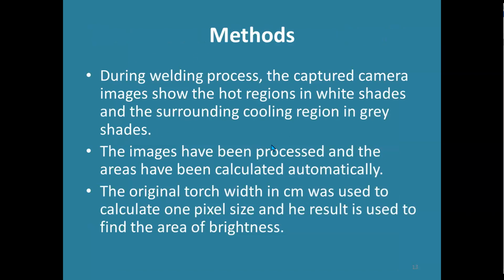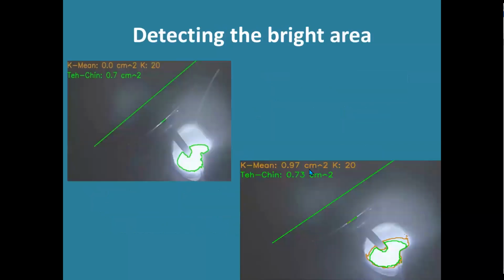In our methods during the welding process, the captured camera images show hot regions in white shades, and the surrounding cooling region in gray shades. So images have been processed and the areas have been calculated automatically. The original torch width in centimeters was used to calculate 1 pixel size, and the result is used to find the area of brightness. These images show you how we calculated the area.